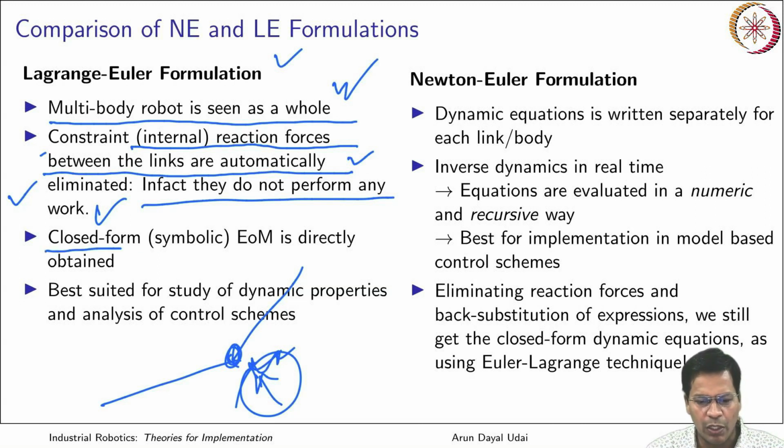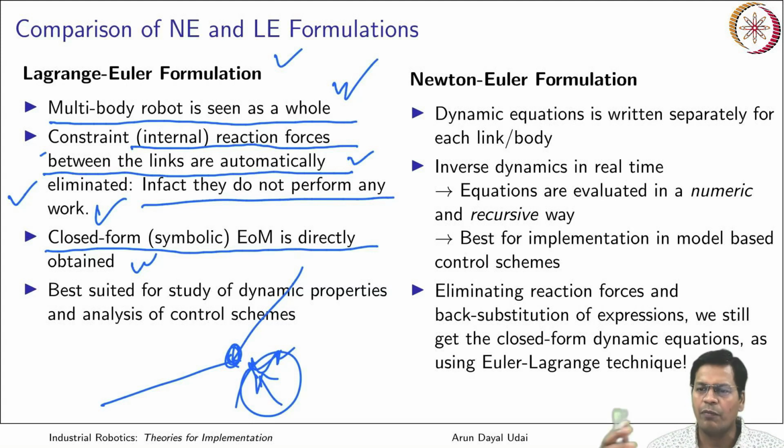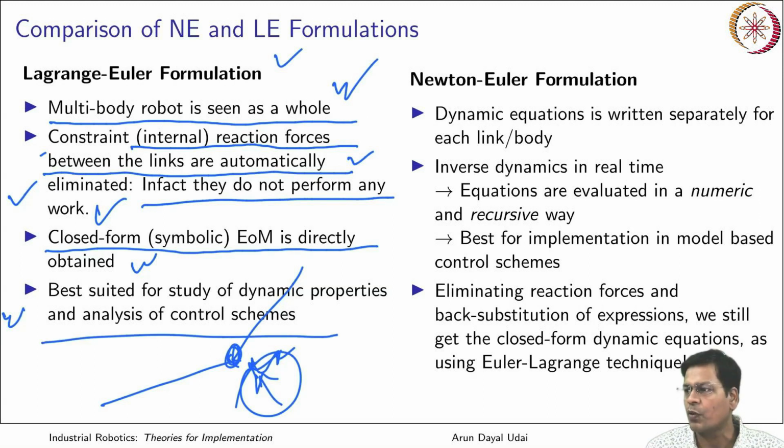Closed form symbolic equation of motion is directly obtained. You see, you have obtained the equation of motion directly, and that too in symbolic form very easily. Whereas in case of Newton-Euler also you could obtain it, but it becomes very lengthy. You have seen the process for tooling just now, so it is not that trivial. Okay, best suited for study of dynamic properties and analysis of control scheme.